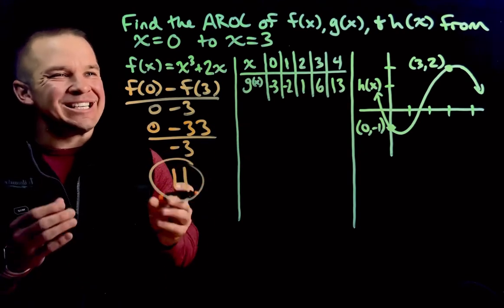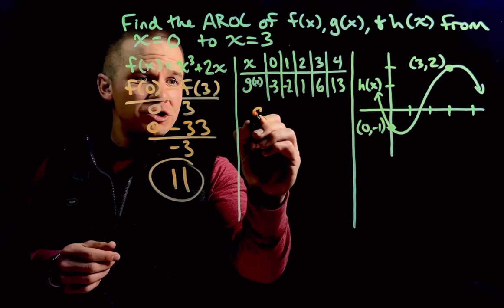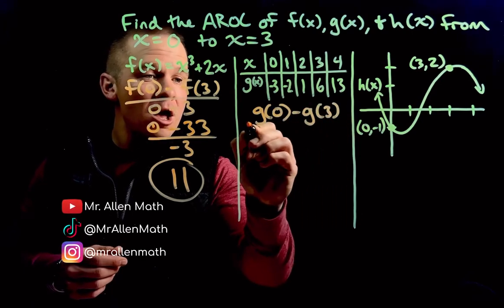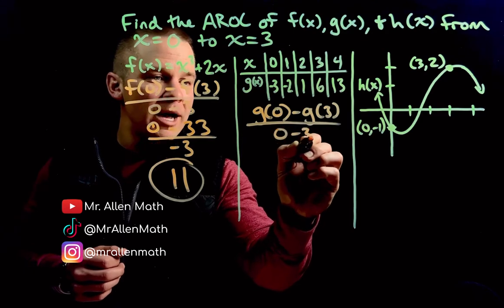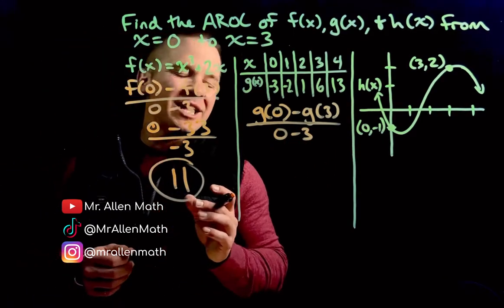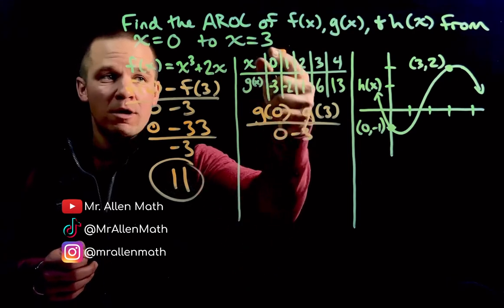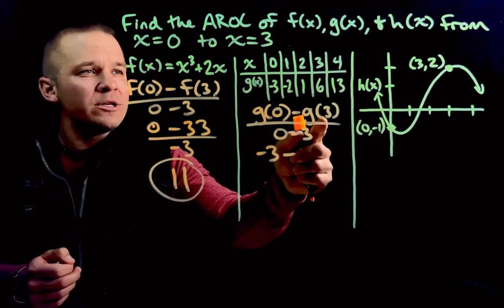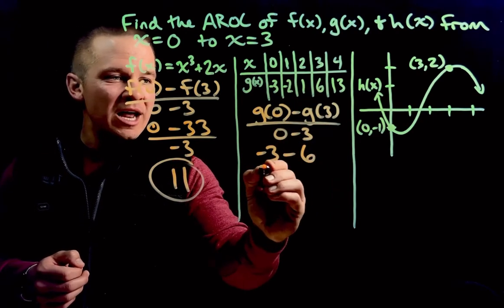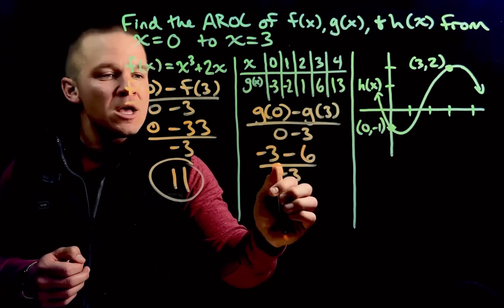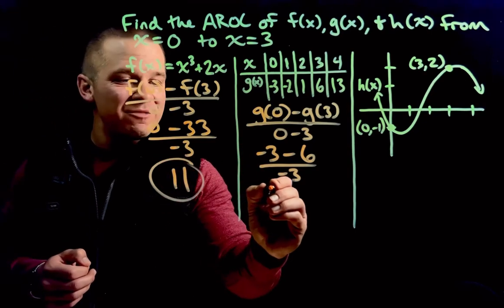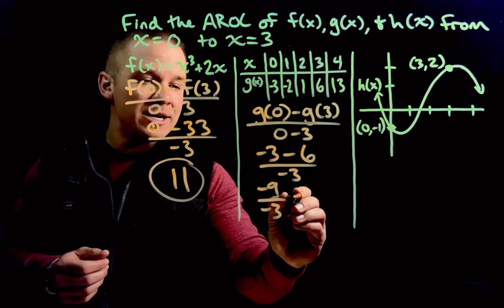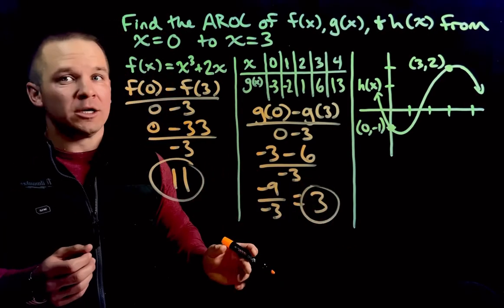On to g of x. So again, we have g of 0 minus g of 3, my average rate of change formula here, over 0 minus 3. Well, what is g of 0? On my table there, I got negative 3. So I'm going to have negative 3 minus, and what is g of 3? It's 6. And then I've got 0 minus 3 is negative 3. So here I have negative 3 minus 6, that's negative 9. So negative 9 over negative 3. And when I simplify that, that's just going to give me positive 3 for my AROC of g of x.